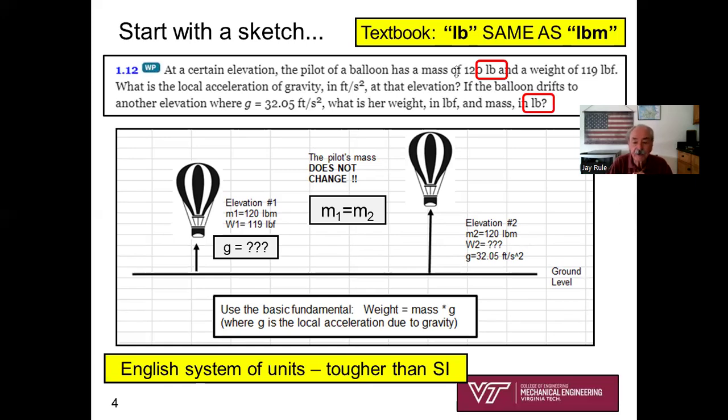Now, another thing that I really want to point out for this particular homework problem is that it says the pilot has a mass of 120 lb. And you see that in my sketch, I have immediately switched that over to lbm. The textbook uses lb as the unit for mass. And so recognize the textbook lb is the same as lbm, pounds mass. Okay, let's look at my sketch. So that's an important point.